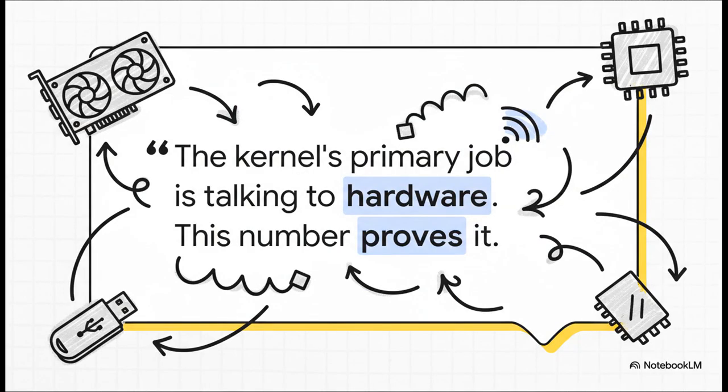The most important takeaway is this. More than half of the kernel's entire being is dedicated to just one thing, being that translator for every single piece of hardware you can imagine. Every graphics card, every keyboard, every Wi-Fi chip, they all need their own driver. That one number just proves what the kernel's real priority is.